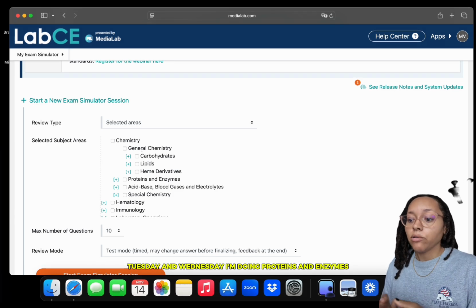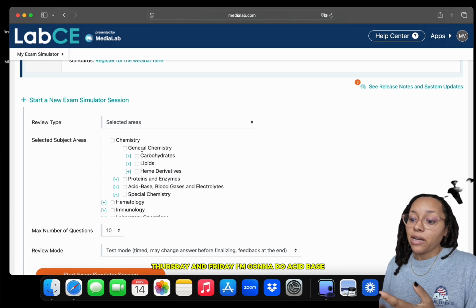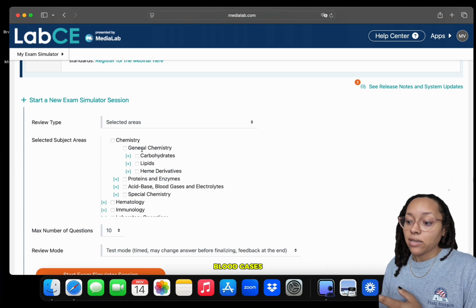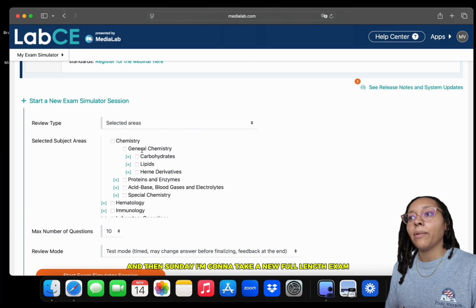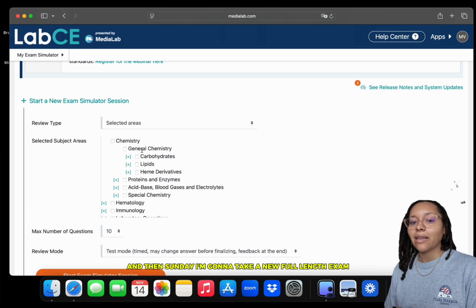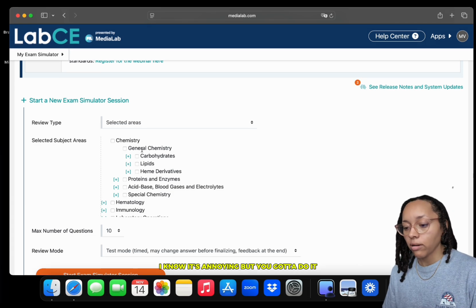Tuesday and Wednesday, I'm doing proteins and enzymes. Thursday and Friday, I'm going to do acid, base, blood gases, and electrolytes. Saturday, I'm going to do special chemistry. And then Sunday, I'm going to take a new full-length exam. A whole other one. I know it's annoying, but you've got to do it.